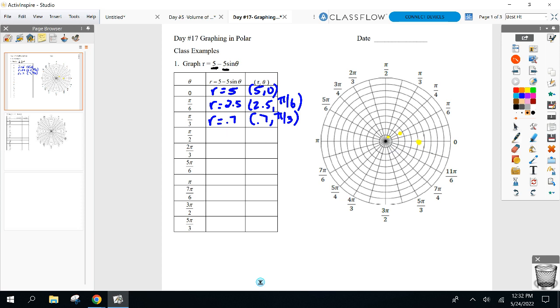Please, please, please keep track of your points, because this is the order you're going to have to connect them. Keep track. We're going to have a ton here in a minute by the time we're done with this whole graph. All right, pi over 2. That's a nice one, right? Where's that point? 0 at pi over 2. Where do I plot that? Right in the center. There it is.